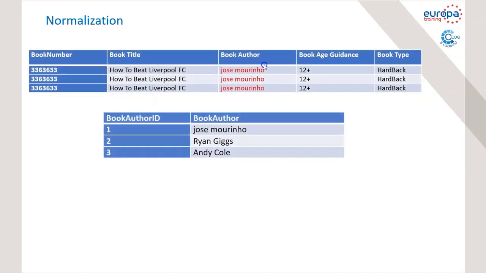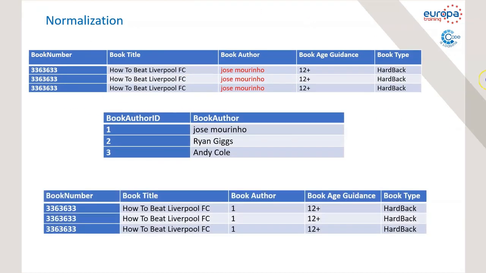So now we're looking at the author. The author is unique. In our original book table, the author is completely unique. So we need to create a table for authors, because Mr. Mourinho may have written more than one book. He may write one, he might write ten. He may even change his name at some point, so we need to make sure we can control that.